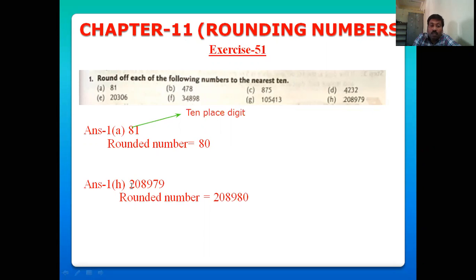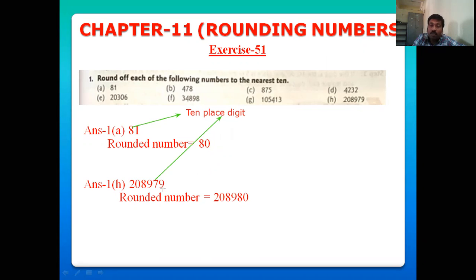And now here is another question, 208979. The question is to write the rounded number nearest to 10, so see the tens place digit. Which number is it? Here it is 7. 7 is the tens place digit. See the next number after 7. Here we see 9 is the next number.